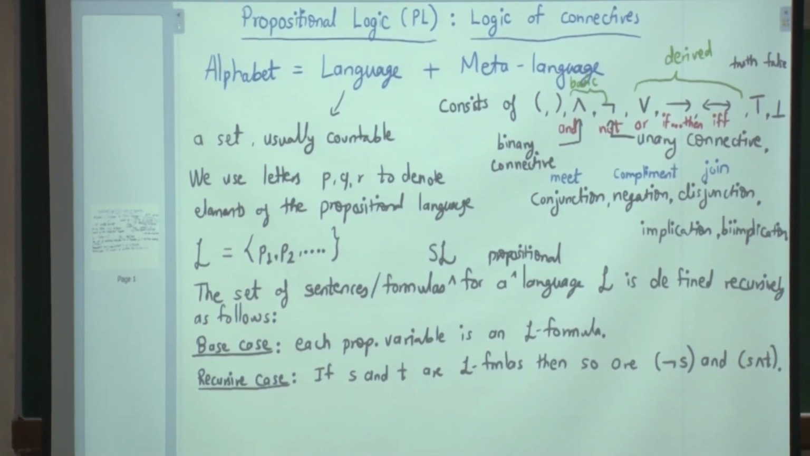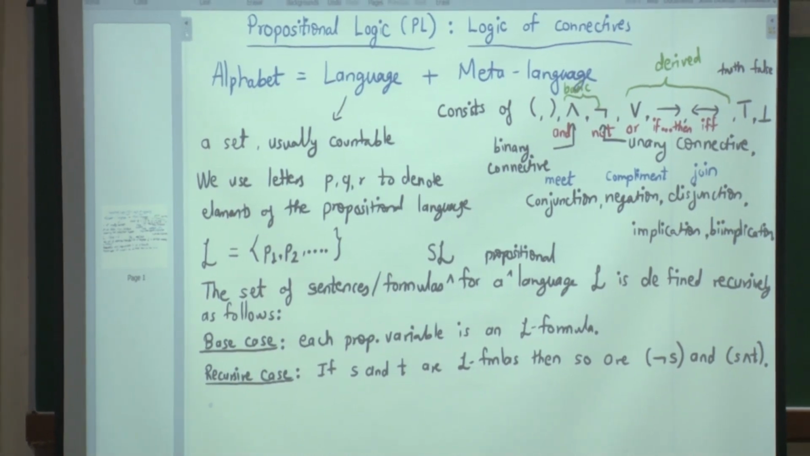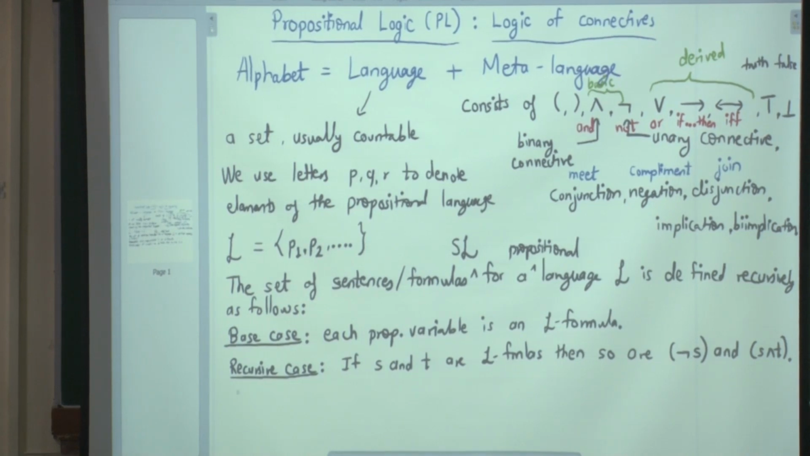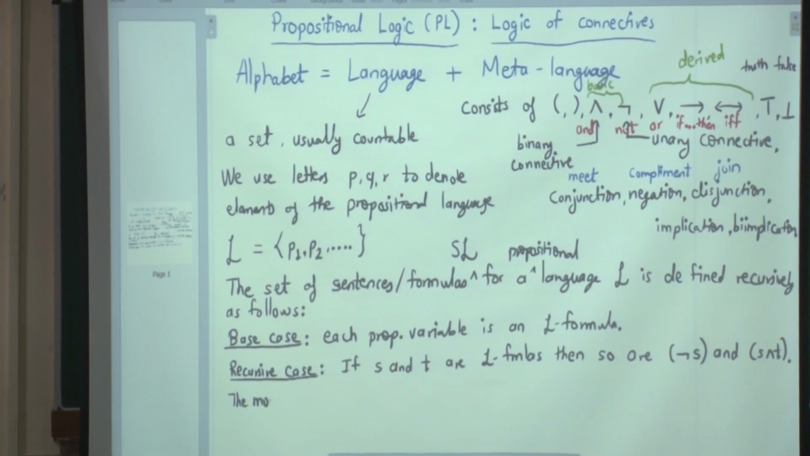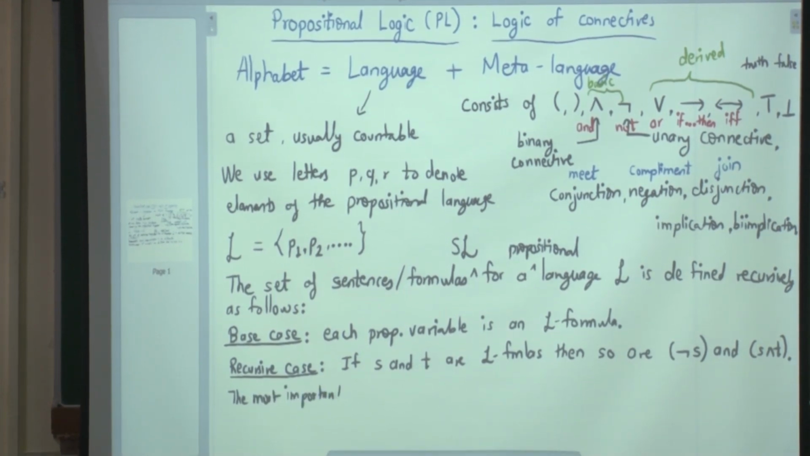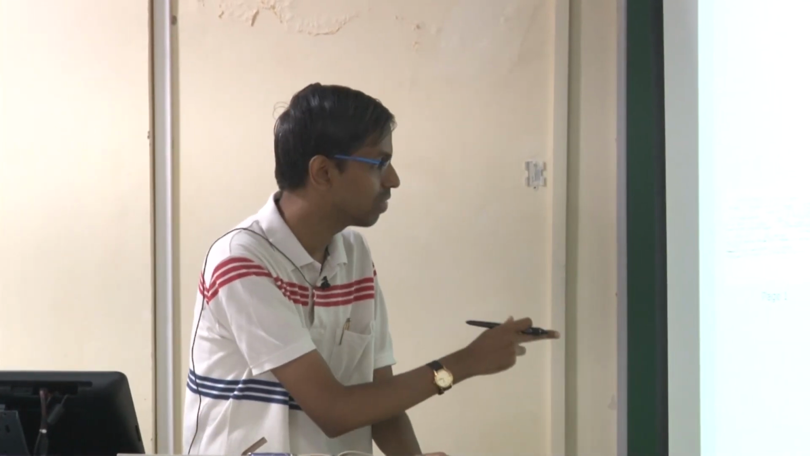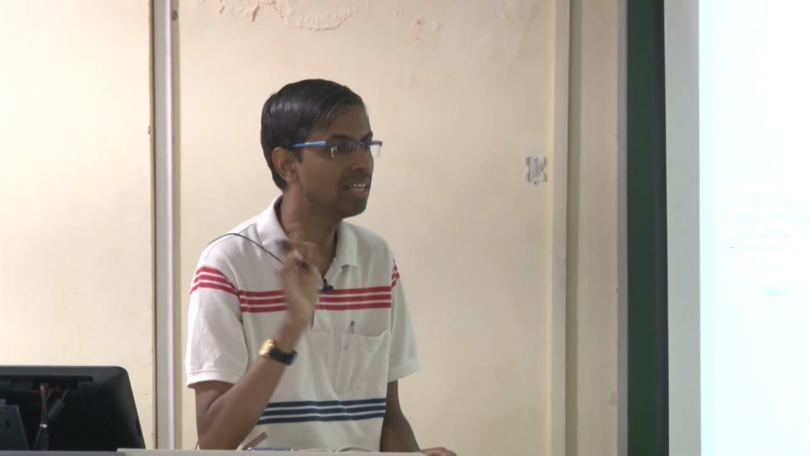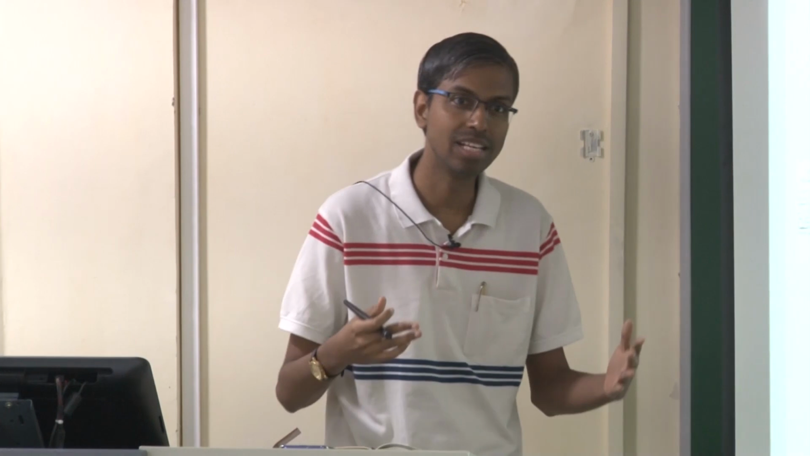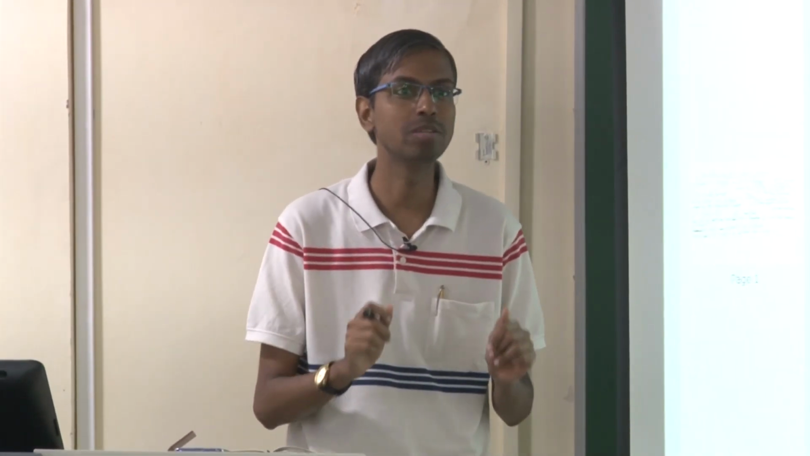And then there is a third clause. This is neither base case nor recursive case, but if I call these 0, 1 and 2, then this is the most important clause. It reads, that's it. What does this mean? That there is nothing else which is a formula. Only the things which we can construct using the base case or recursive case are formulas. Nothing else is a formula. So in every definition we write about formalism, this clause will be present and it will be the most important clause.